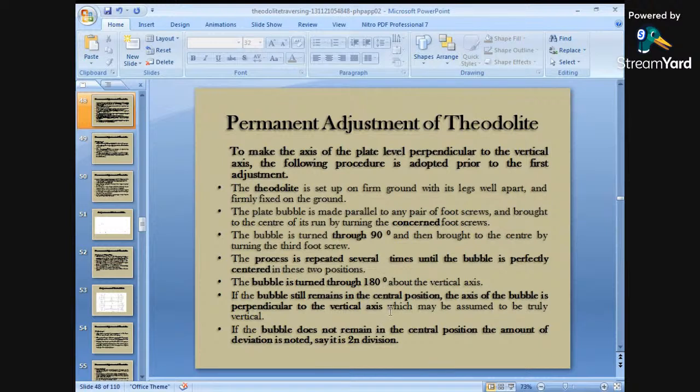And suppose if you're turning the telescope by 180 degrees and it is not coming to the center, that means your instrument is not in perfect adjustment. You will have to perform some adjustment so that your desired relationship is maintained. Suppose it is not coming to the center, what is the procedure to be adopted? If the bubble does not remain in the central position, the amount of deviation is noted. You need to note down by how much it is deviating.